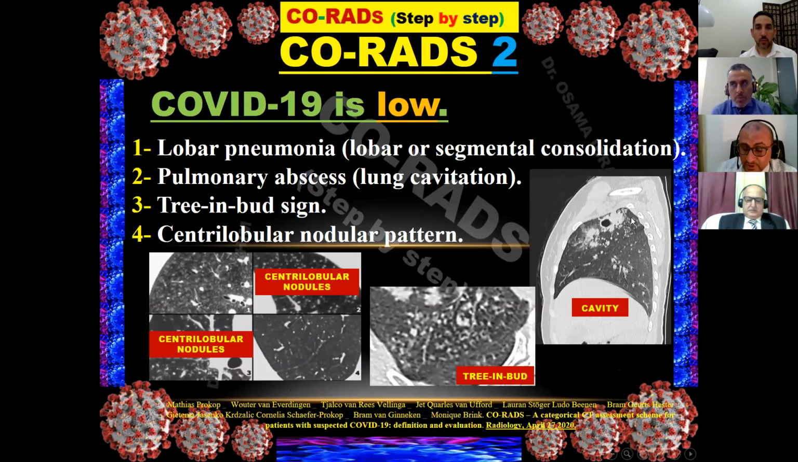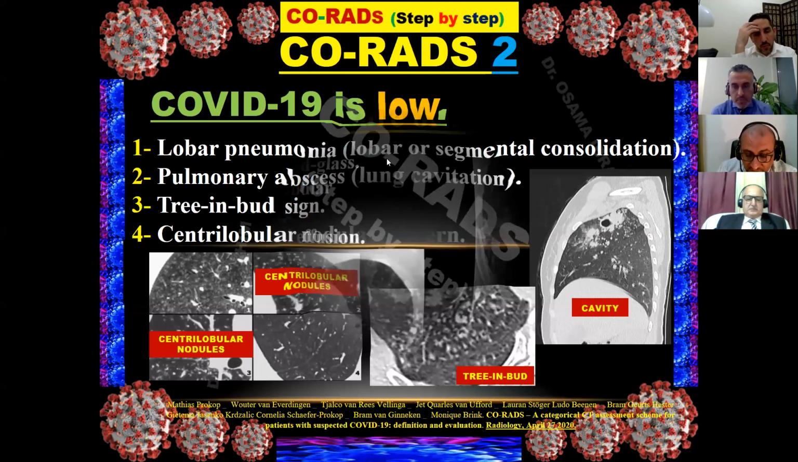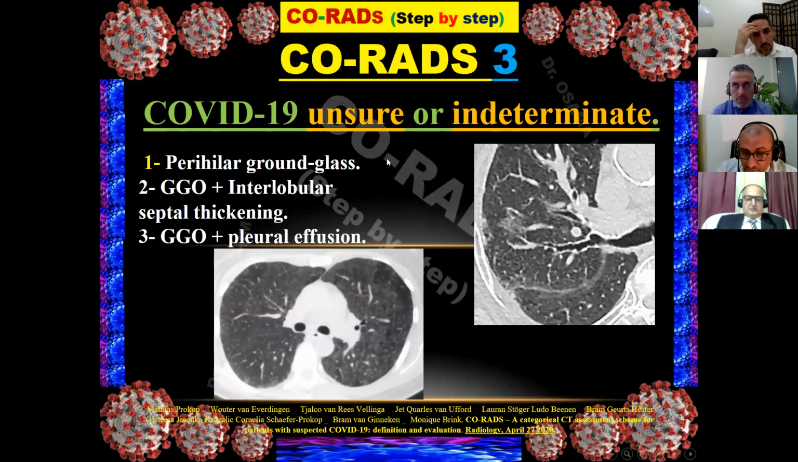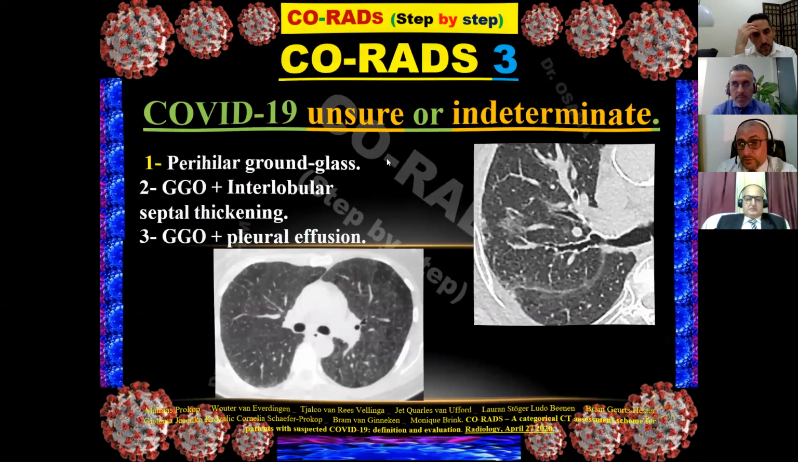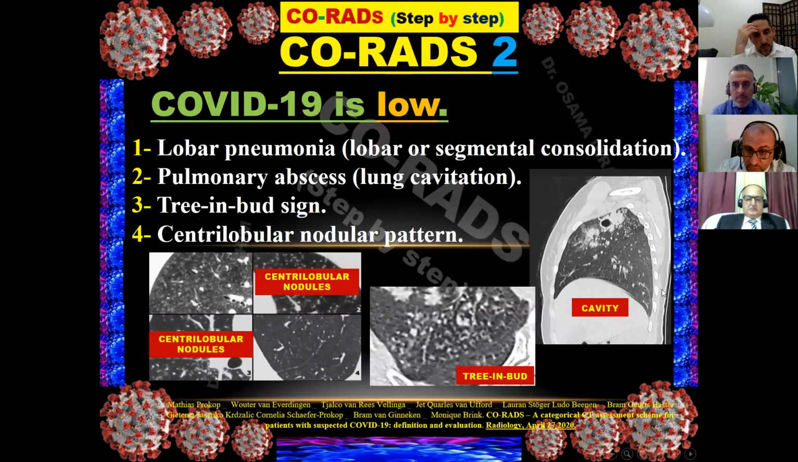consolidations appearing lobar, I consider these infections but not COVID infections, and so classify it as CORADS 2. CORADS 2 means low possibility of COVID-19 diagnosis, due to cavity, tree-in-bud, centrilobular nodules, or consolidation. I consider it low possibility of COVID-19 and classify it as CORADS 2.